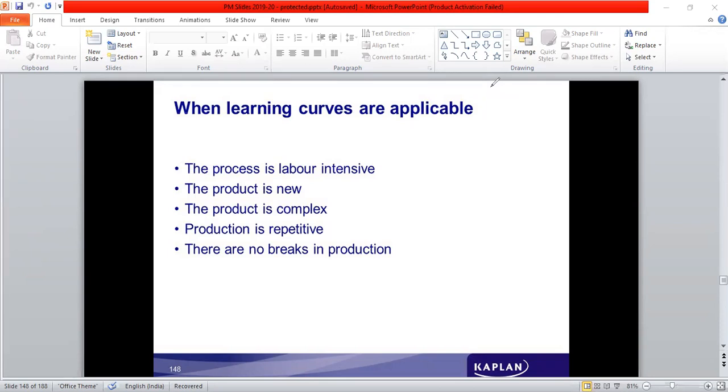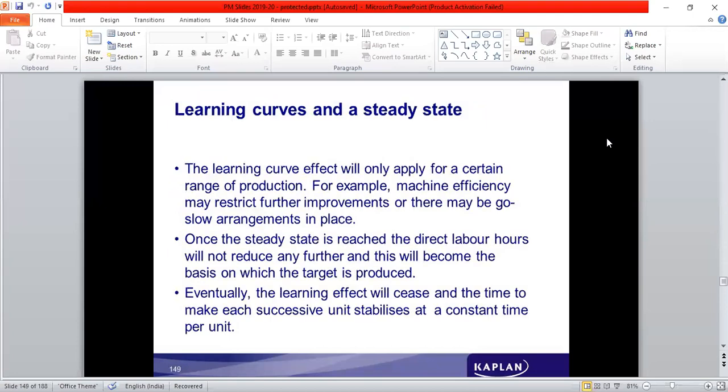When are learning curves applicable? When the process is labor intensive, not automated, because automated work is carried on at the same speed, at the same rate, so there would be no decline in the time taken. This is applicable only when human beings are put to use. So the process is labor intensive. The product is a new product. The product is complex. The product is repetitive. There are no breaks in production. Then learning curves apply at a steady rate.